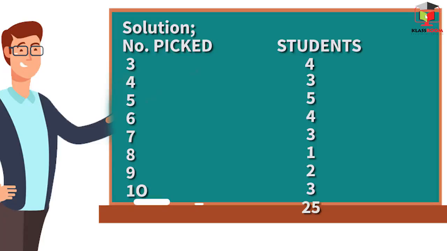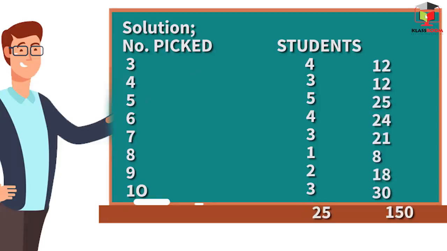4 students picked 3 oranges. 3 students picked 4 oranges. 5 students picked 5 oranges. 4 students picked 6 oranges. 3 students picked 7 oranges. 1 student picked 8. 2 students picked 9. And 3 picked 10. To get the mean, we now multiply the frequency by the number of oranges picked.